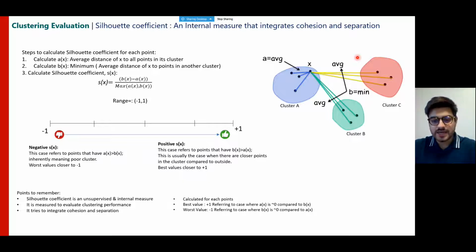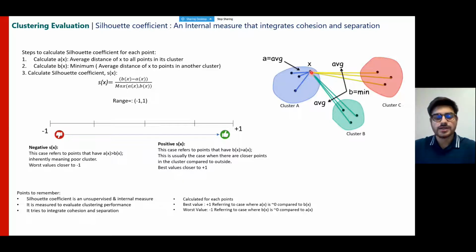It is a very interesting and useful metric that integrates both cohesion and separation in a way. Now, it is calculated for each data point in the data. And let's see an example here. So if point X belongs to cluster A and we have other two clusters B and C, to calculate the silhouette coefficient for X, we first calculate A, which is the average distance of points in its own cluster to X.